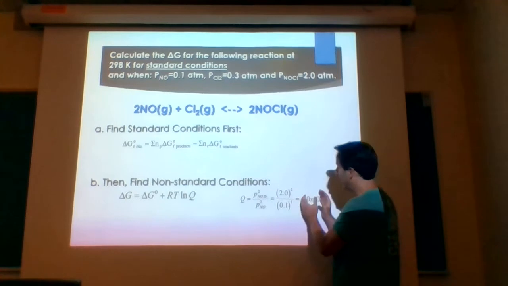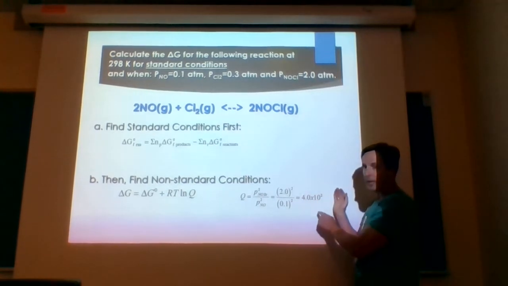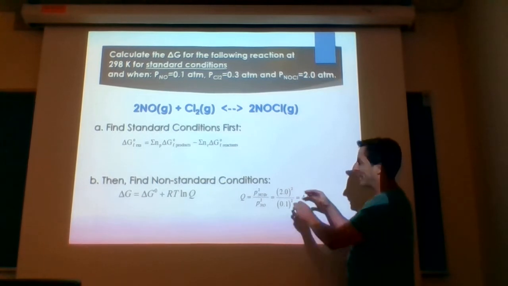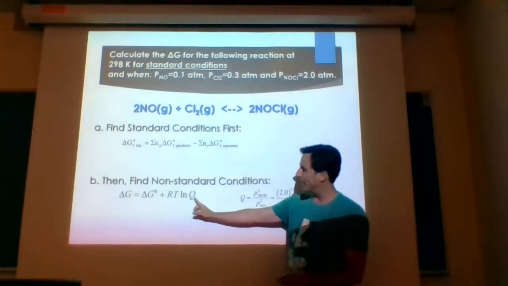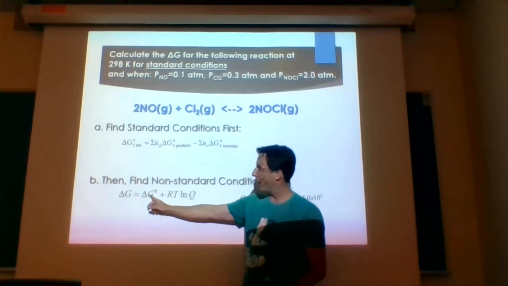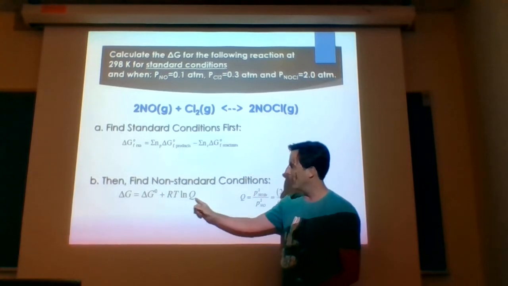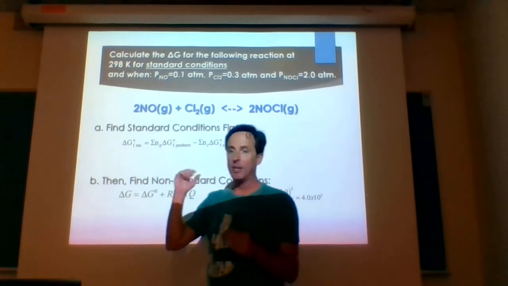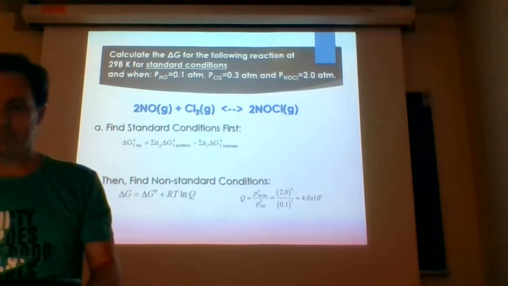That's going to give me a Q value that's different from this one. I'm going to have to come back later and fix this, but for you guys, just go by what I said. Once I get the value of Q, I can plug that number in right here. Now I know delta G naught from above, I just found what Q is, so I plug in my R and my T of 298 Kelvin, and I can solve for delta G.